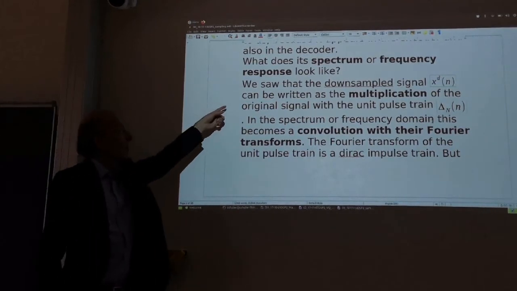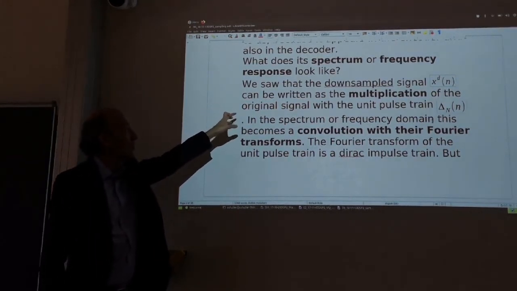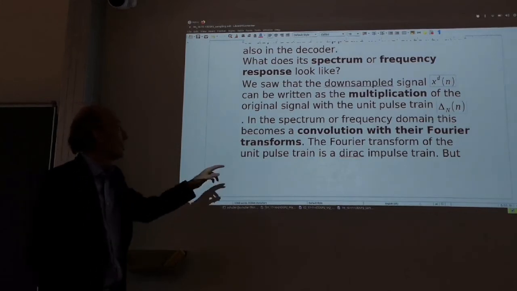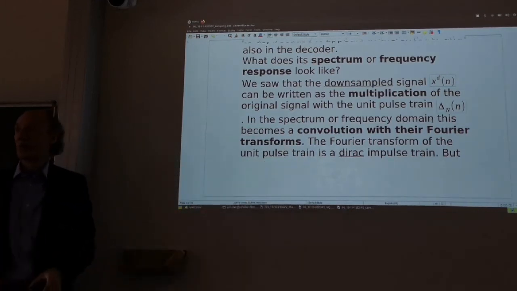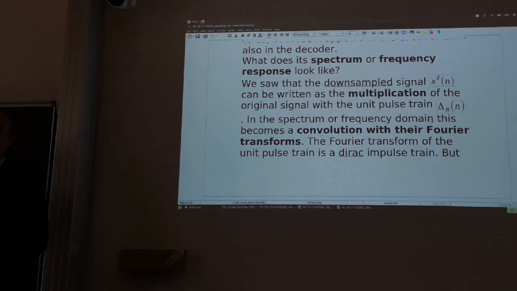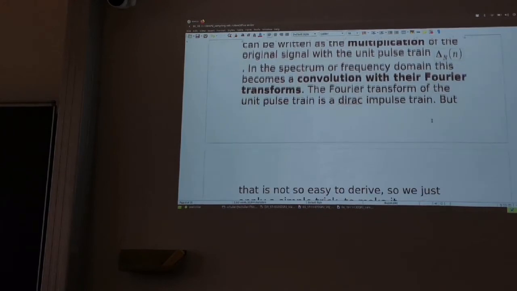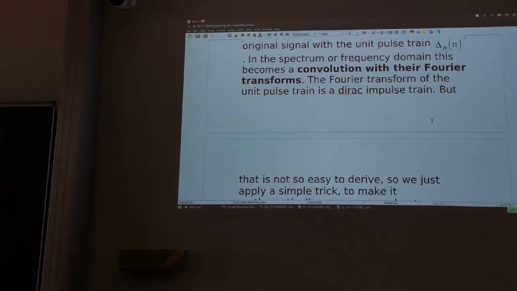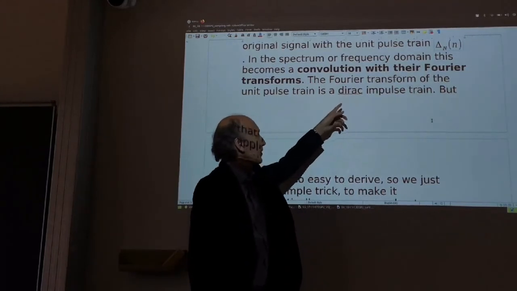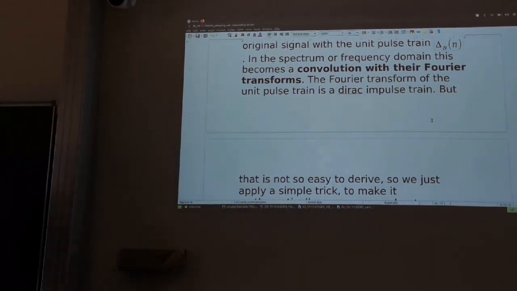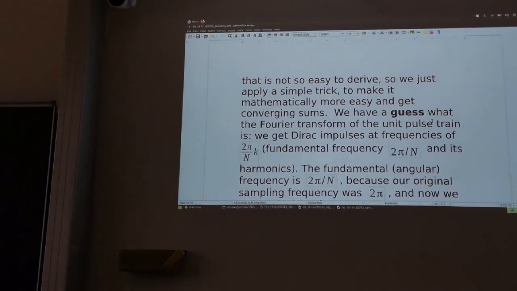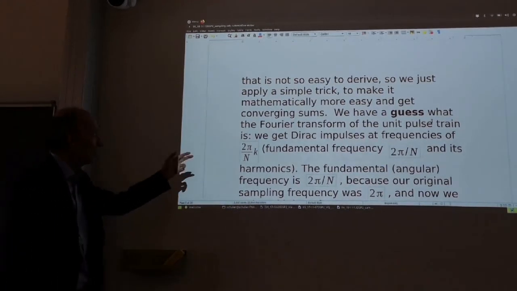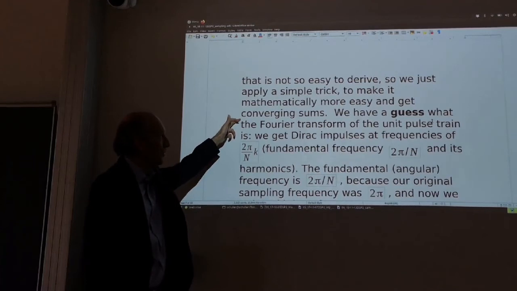So the downsampled signal xd can be written as the multiplication of the original with the unit pulse train. And in the spectrum or frequency domain, this becomes a convolution of their Fourier transforms. So multiplication in the time domain is a convolution in the frequency domain. So we just need to have the Fourier transforms of the two. The Fourier transform of the unit pulse train is a Dirac impulse train. But that's not so easy to derive. So we just apply a simple trick to make it mathematically easier and get converging sums.